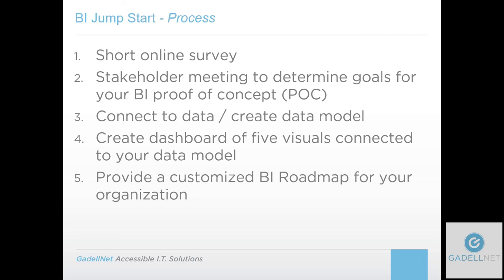The process itself is 5 simple steps, pretty straightforward. The first is a short online survey we'll ask your organization to complete. This will allow us to gain a bit more insight into the maturity level of your business intelligence activities. Next, we'll hold a stakeholder meeting to determine the goals for your BI proof of concept dashboard.